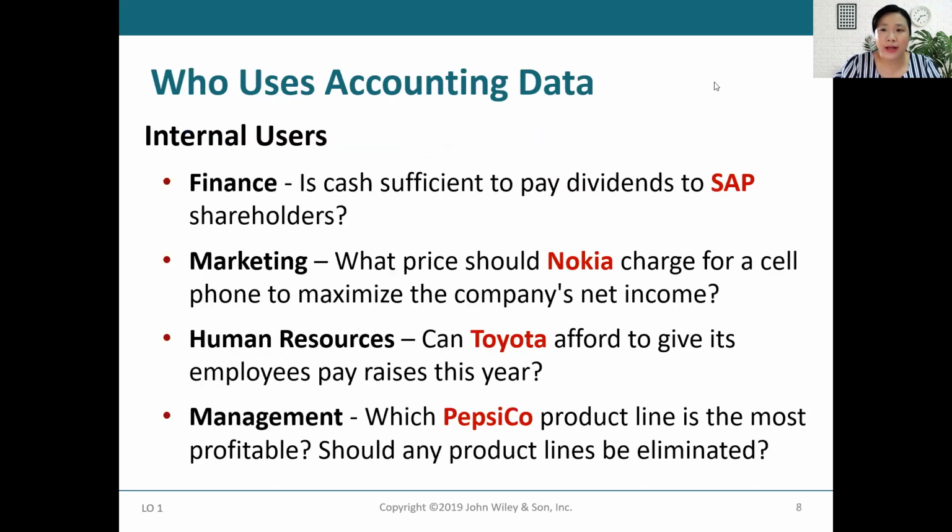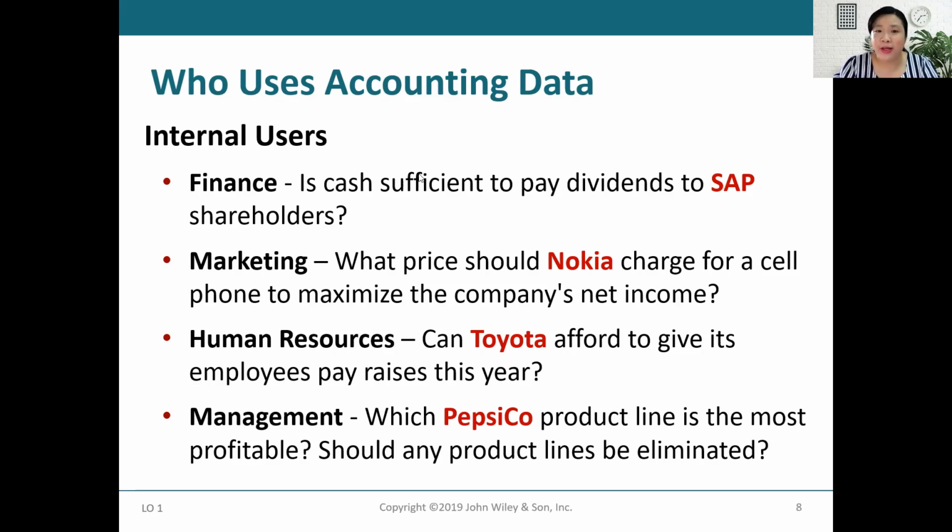So let's look at the people who use the accounting data. So who uses accounting data? We have two groups of users. First is the internal users. Internal user means the people who are inside the organization.